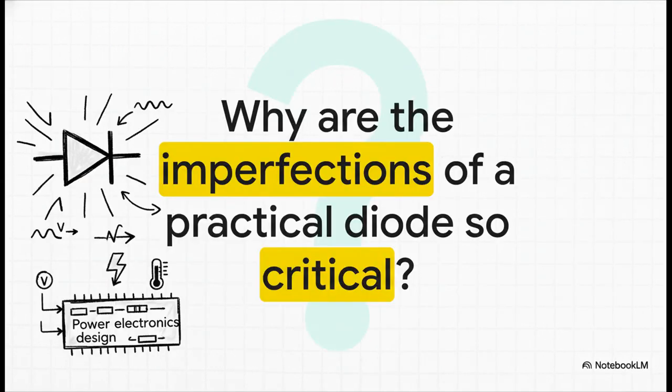So, I want to leave you with a final thought to chew on. If the ideal diode is a perfect switch, why do we spend so much time obsessing over the imperfections of a practical diode? I'll tell you why. Because as engineers, we don't design for the ideal. We live and work in the real world. And it's these practical limits, the forward voltage drop, that reverse leakage current, the breakdown voltage, all the effects of temperature. These are the things you will spend your entire careers managing. Understanding the real diode isn't just an academic exercise. It is the very essence of what it means to be a power electronics engineer.